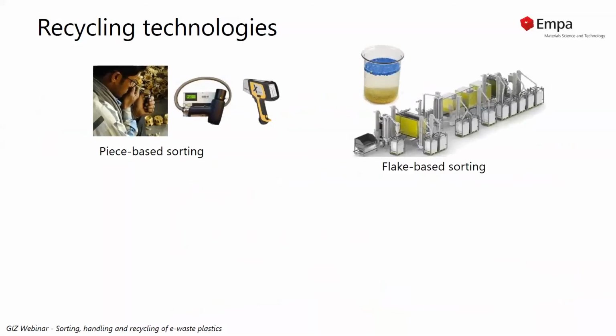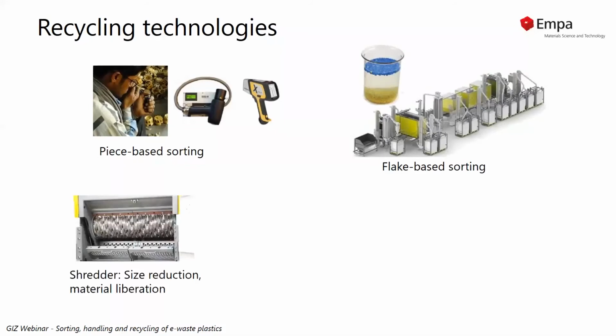And there is flake-based sorting. That means you have first reduced the plastic pieces to smaller sizes, make them uniform, using something like a shredder where you make smaller pieces. You also maybe liberate pieces that do not belong. Maybe there's a screw in some of the plastic still left or something else that needs to be removed. And these flake-based sorting systems are way more technology-based. So they use physical properties of the material to separate and often employ machines, whereas the piece-based sorting is more kind of a manual thing to do.